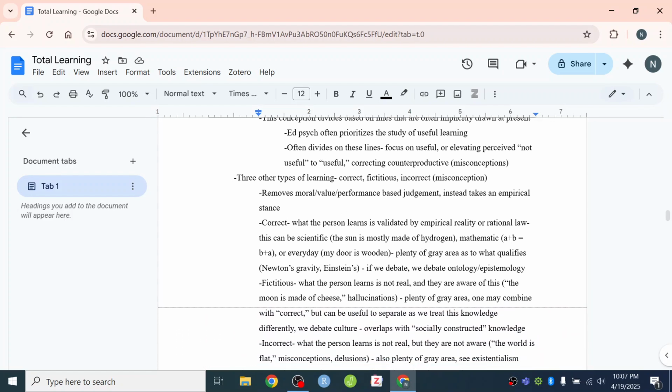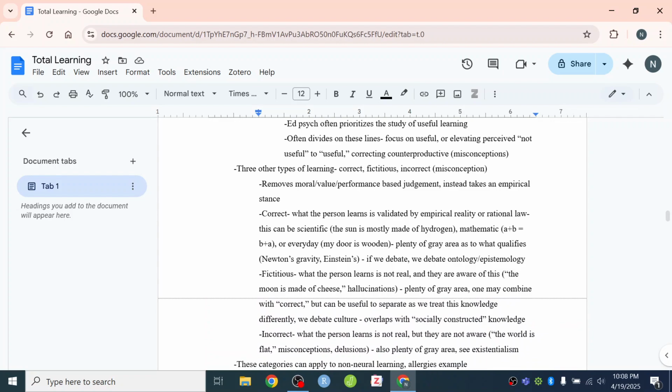Okay, now this middle category here is a little contentious. You don't necessarily have to accept it as a category. You could simply divide between correct and incorrect, but I find it useful in terms of thinking about how you might study learning. You can also talk about fictitious learning, learning of things that are fictitious, where what the person learns is not real, but they are aware that what they're learning is not empirically real.